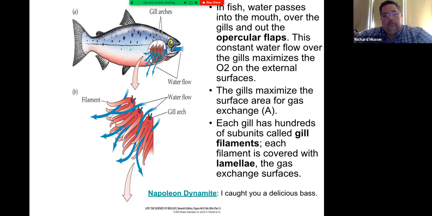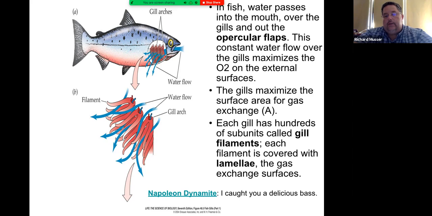And then blood flows through them. This is going to be very loaded with capillaries to absorb as much oxygen out of the water as possible. They also have opercular flaps that help protect the soft gills underneath. In some cases, they can pump the water themselves. In other cases, like sharks, they require more swimming around to keep the water flowing so that it continues to pass over the gills.